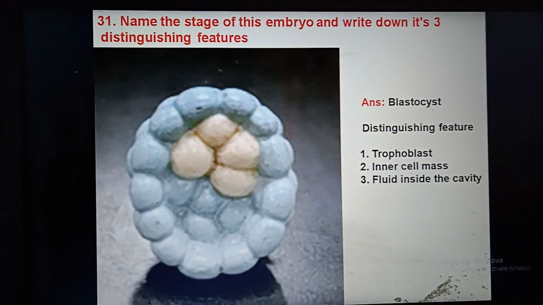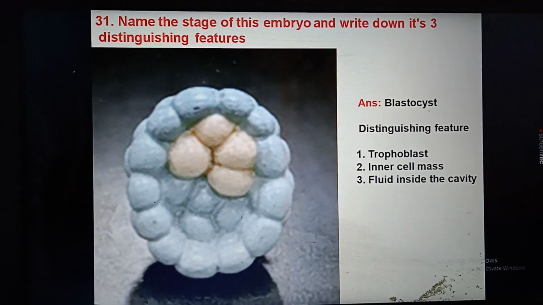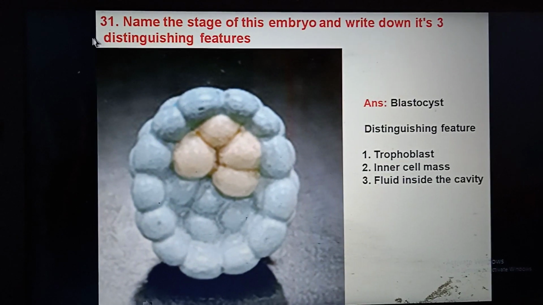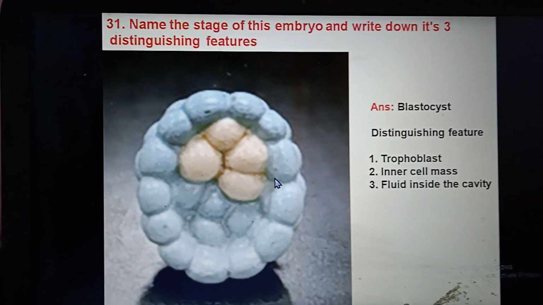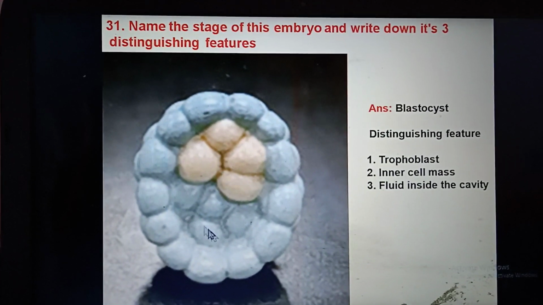Name the stage of this embryo and write down its three distinguishing features. This is the blastocyst, and the distinguishing features are the trophoblast all around, the inner cell mass here, and the fluid inside the cavity.